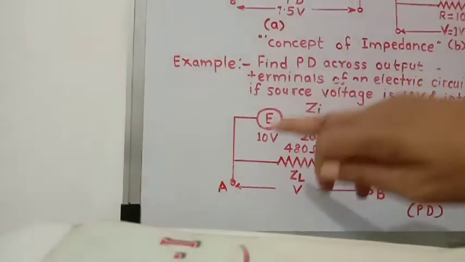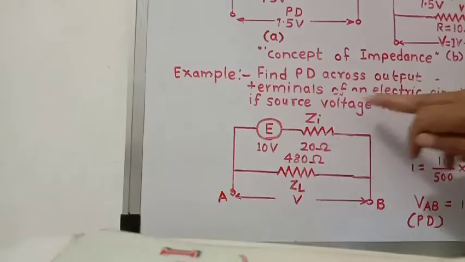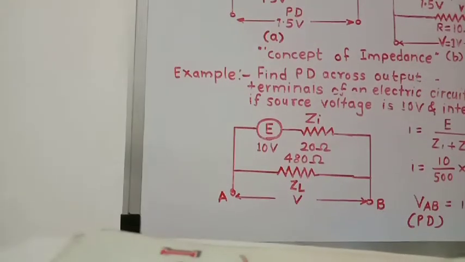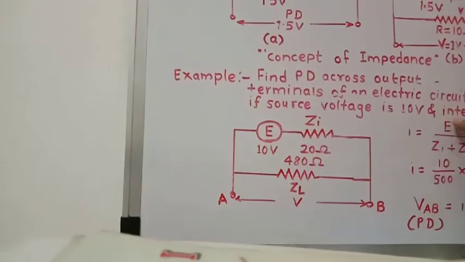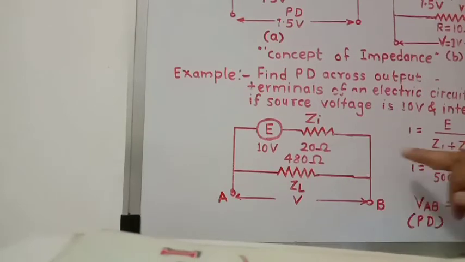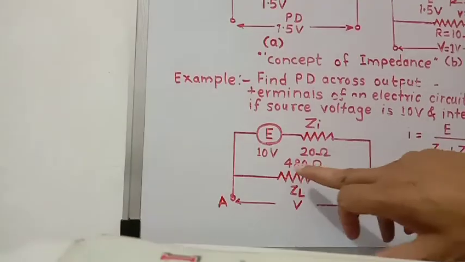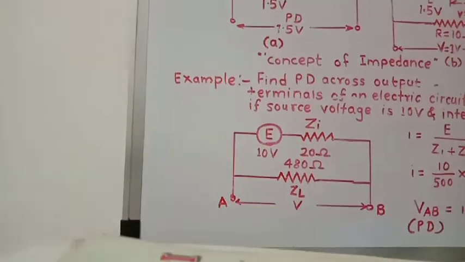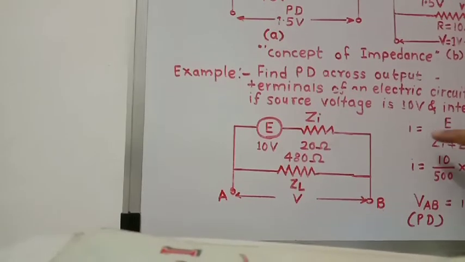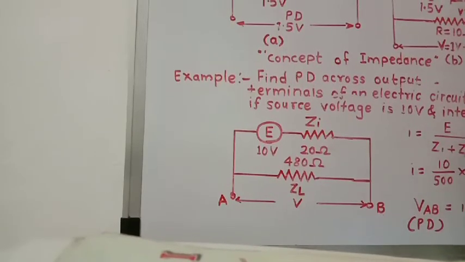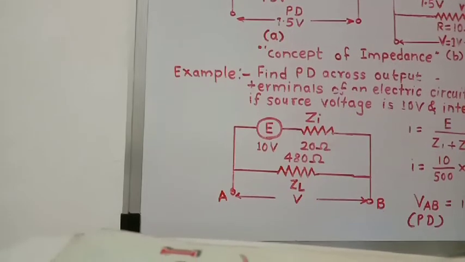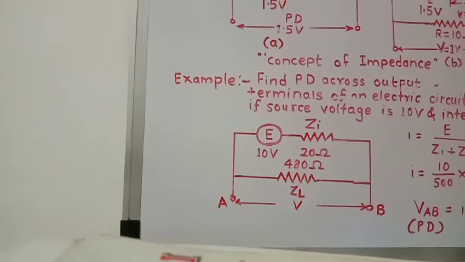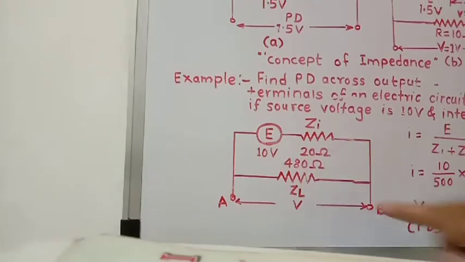Okay, now take one example here. Find the potential difference across the output terminals of an electronic circuit if source voltage is 10 volt and internal impedance is 20 ohm. Here the internal impedance is 20 ohm and EMF of the voltage source is 10 volt, and the load resistance is 480 ohm. So first of all, we will calculate current I is equal to E upon Zi plus ZL, that is 10 divided by 20 plus 480, that is 10 upon 500. These resistors are in series.